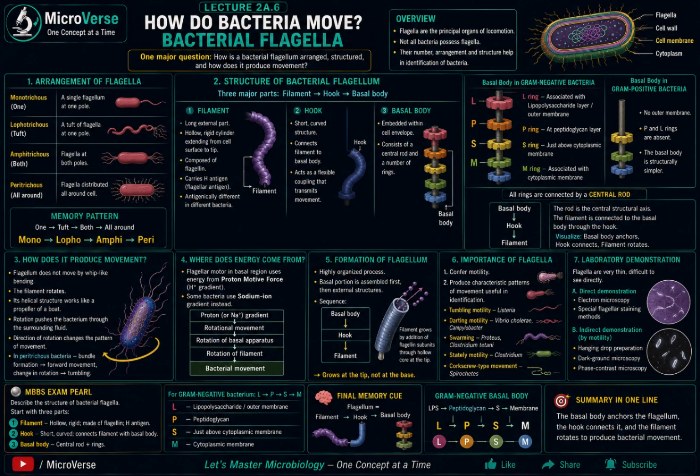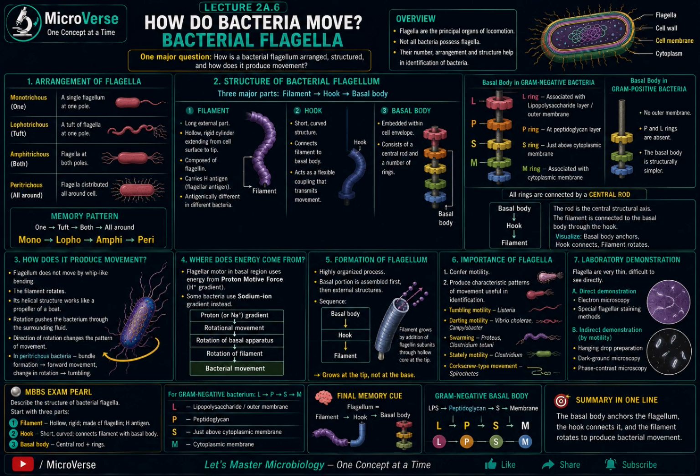The direction of rotation influences the pattern of movement. In peritrichous bacteria, coordinated rotation allows flagella to form a bundle for forward movement, while a change in rotation direction can disrupt this arrangement and produce tumbling.